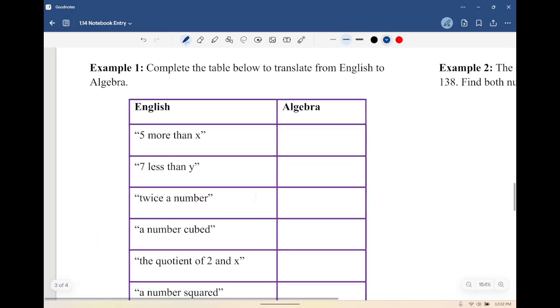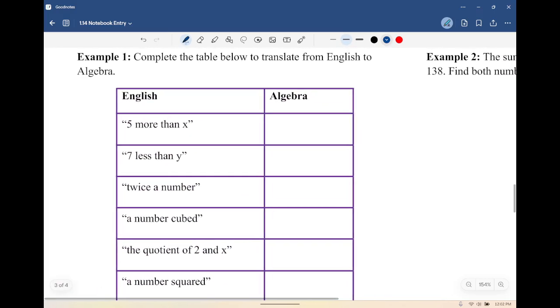All right, so example 1, complete the table below to translate from English to algebra. So you are writing the same style of translation that I just wrote. And so 5 more than x, raise your hand. What would that be? How would I write that with math? 5 more than x. Raise your hand. 5 plus x. Or even x plus 5. Again, addition can go either way.